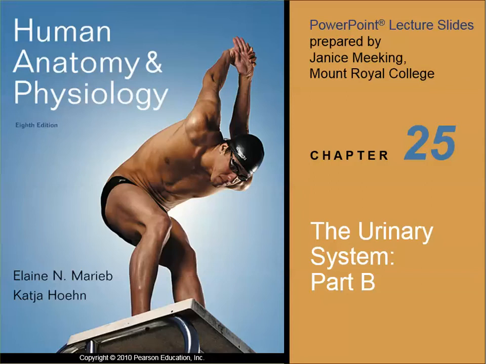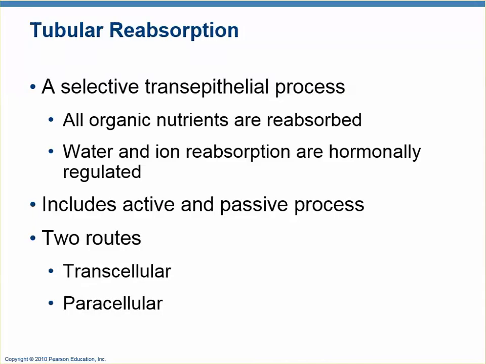So we're going to continue with the functions, the physiology of the nephron. After filtration comes reabsorption, and the reabsorption happens in the tubes, so it's called tubular reabsorption. The tubes are epithelium, so it's transepithelial processes. There's passive processes and there's active processes, and it's the way that we get the water, the ions, and the organic nutrients to come back. And we can control that all hormonally.